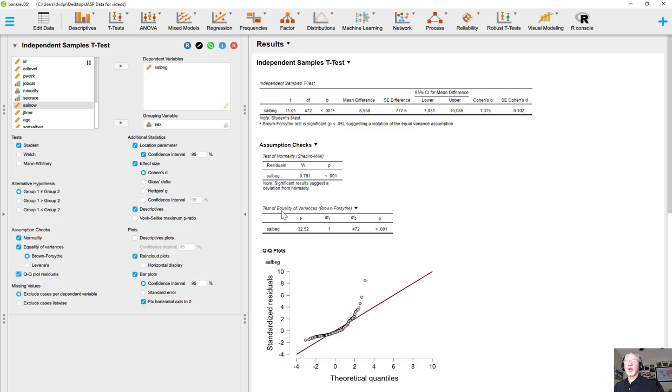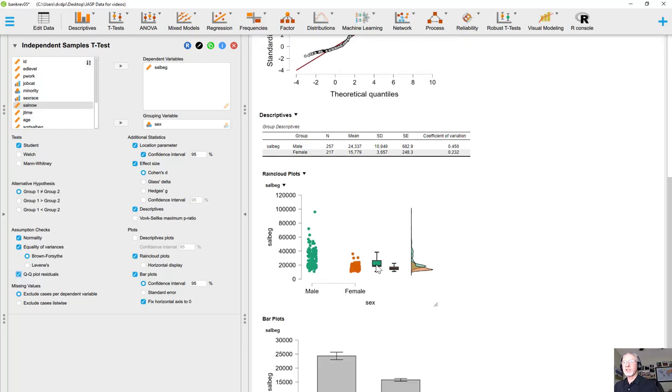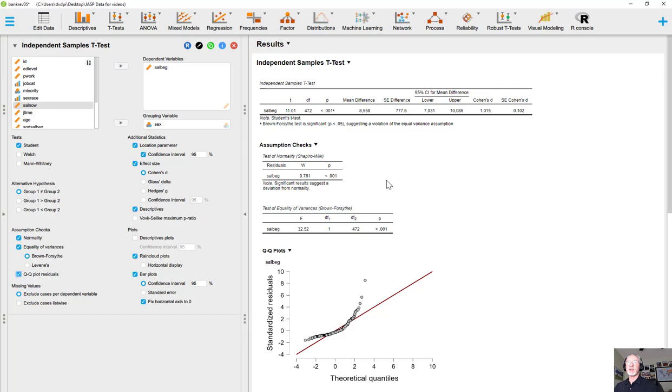In terms of the equality of variance test, we can see that the variances are not equal. And again, you can see that over here. There's a lot more variability here for the males than there is for the females. You can see that in terms of the standard deviations. Males have a standard deviation of around $11,000. For females, it's around $3,500. So there's much larger variance for the males than for the females, and those should be equal.